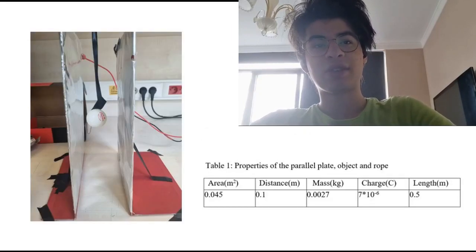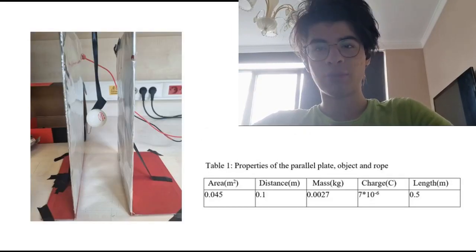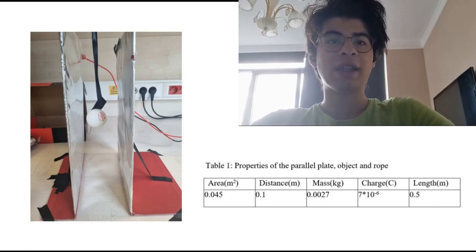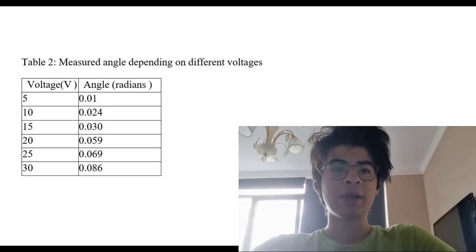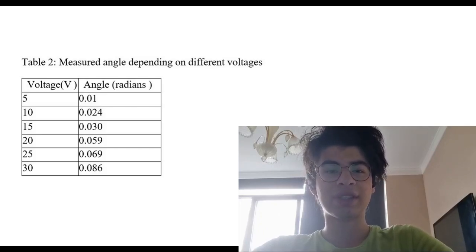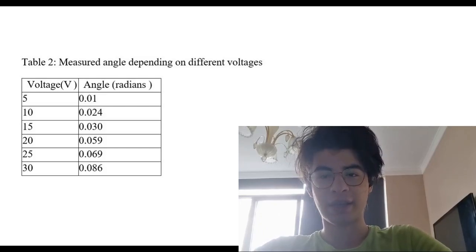For the experiment, I created the previously mentioned figure in real life with two parallel plates covered with aluminum foil and hung the charged ping-pong ball with small mass between them. You can see the properties of the ball and the plates in table 1. I started the experiment by applying an increasing voltage from 0 to 30 volts and measured the tilt angle for different voltage values, as you can see in table 2.